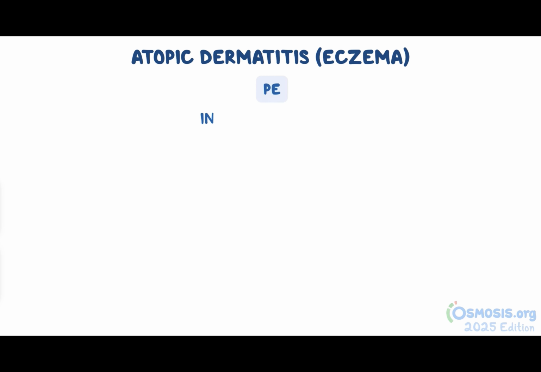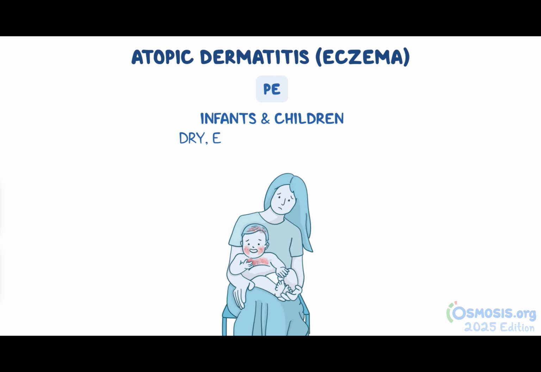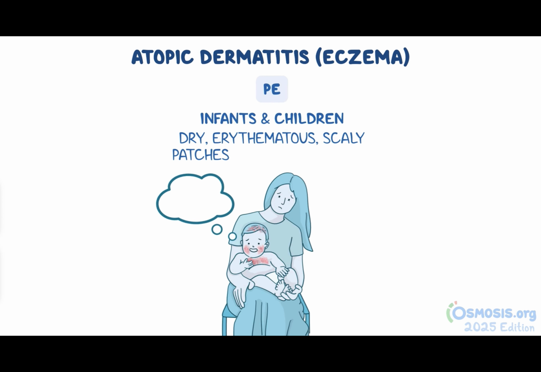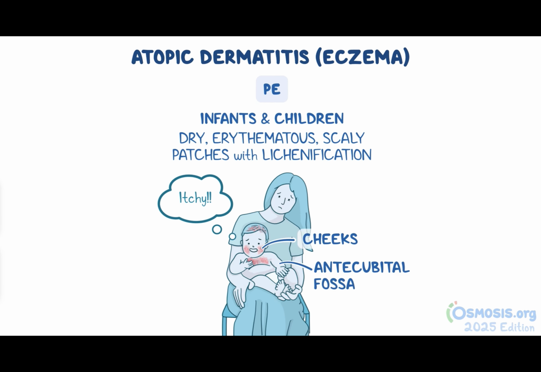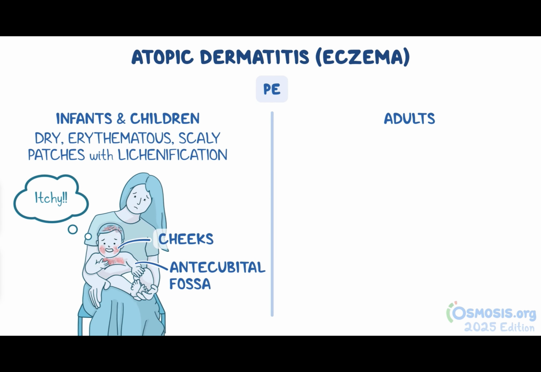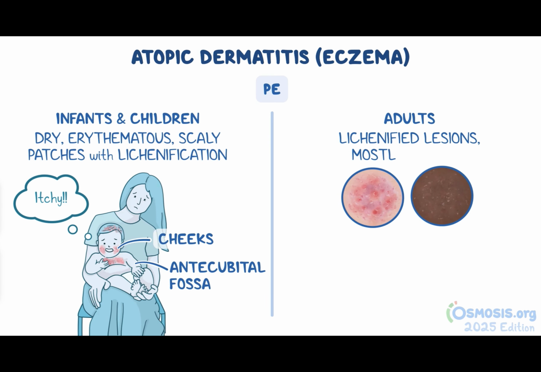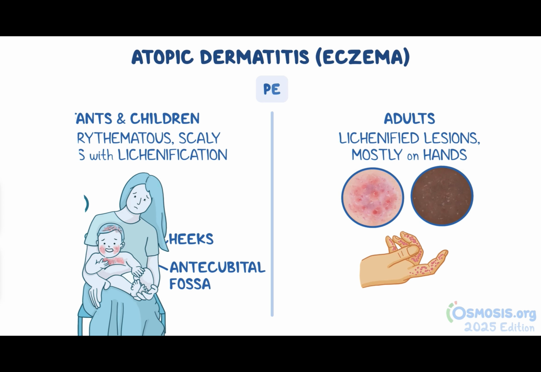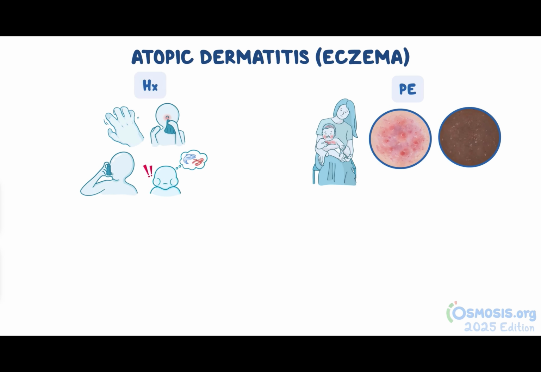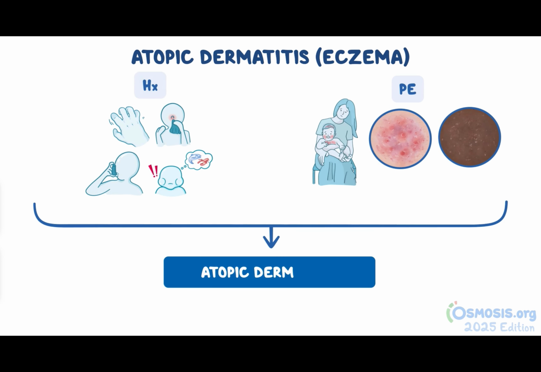Physical exam in infants and children will show dry erythematous scaly patches with lichenification on the cheeks or flexural surfaces of the skin, such as the antecubital fossa. On the other hand, adults will have lichenified lesions mostly on the hands. With these findings, diagnose atopic dermatitis.